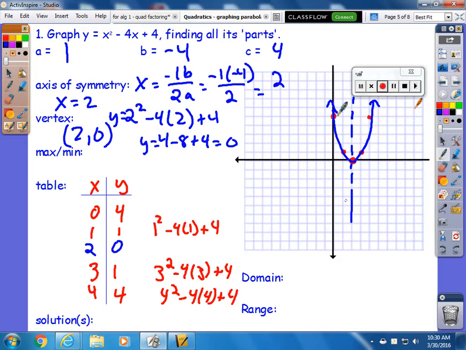The domain is how far the x's are going to reach. And in this case, and in most cases you're going to be dealing with, the domain is all real numbers, because the x values can go as far as they want. But the range, what is the lowest y value? The lowest y value is 0. So the range is y is greater than or equal to 0.